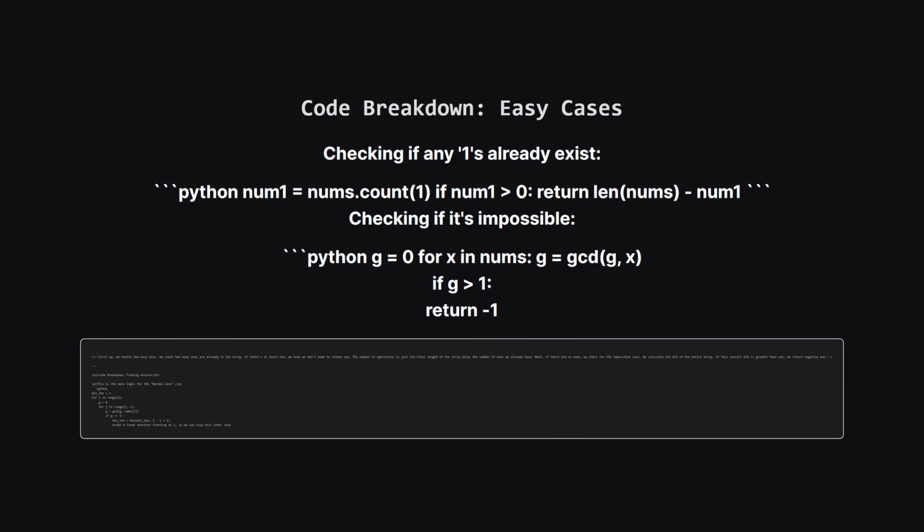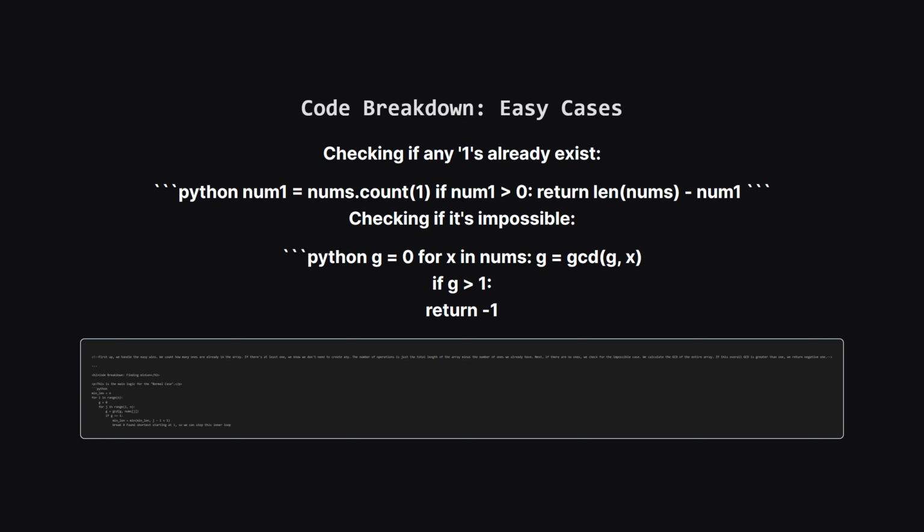First up, we handle the easy wins. We count how many 1s are already in the array. If there's at least 1, we know we don't need to create any. The number of operations is just the total length of the array minus the number of 1s we already have. Next, if there are no 1s, we check for the impossible case. We calculate the GCD of the entire array.